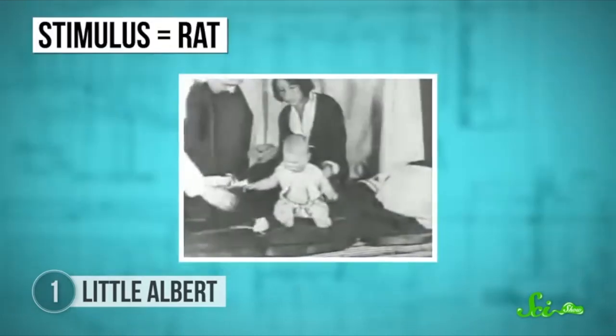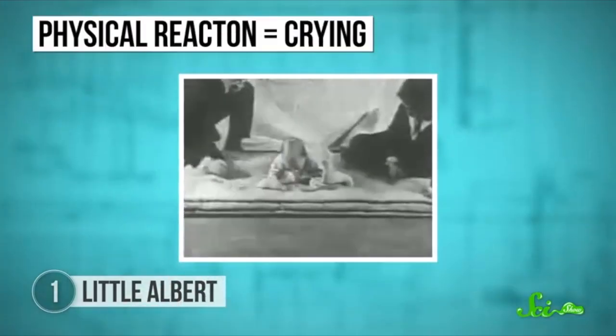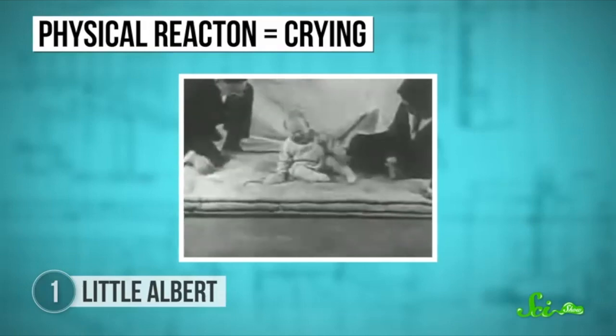First, the researchers presented Albert with a fuzzy white rat. As he'd reach out to pet the animal, the psychologists would strike a hammer against a metal bar behind his head, creating a loud noise to startle him. Eventually, just the sight of the white rat was enough to make Albert start crying and crawl away. He'd begun to associate the fear of the loud, scary noise with the fuzzy white rat. So yeah, Albert had been conditioned.